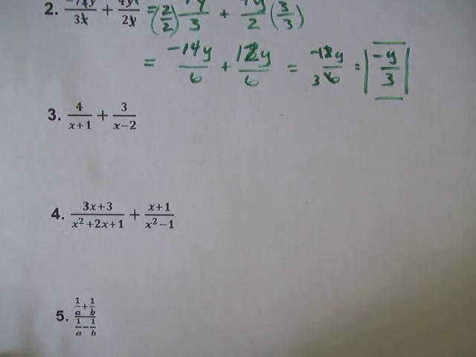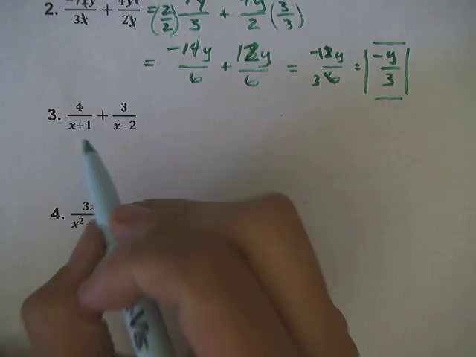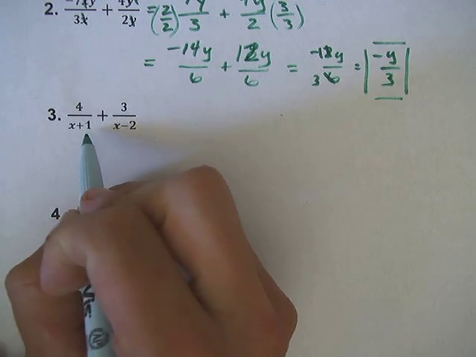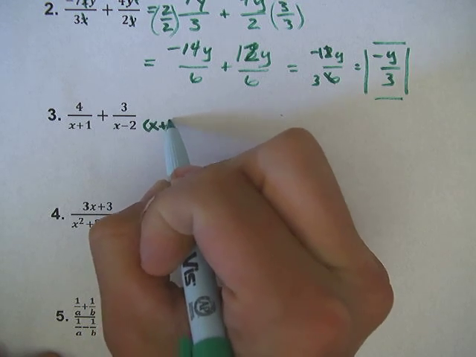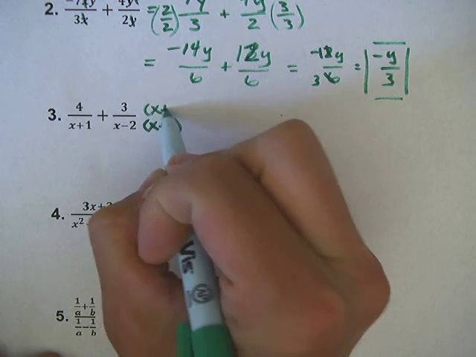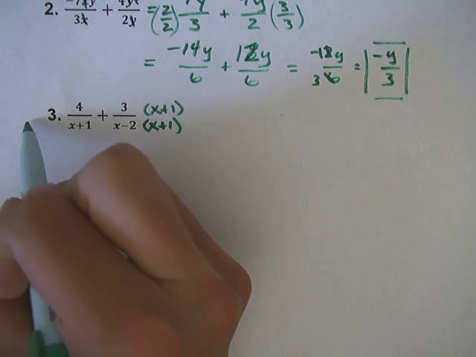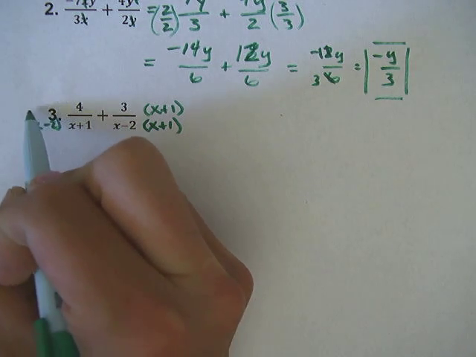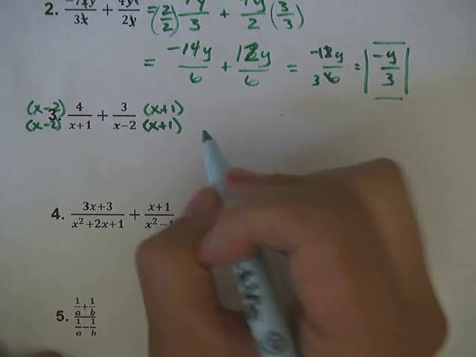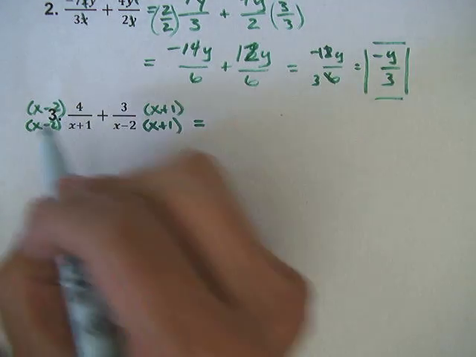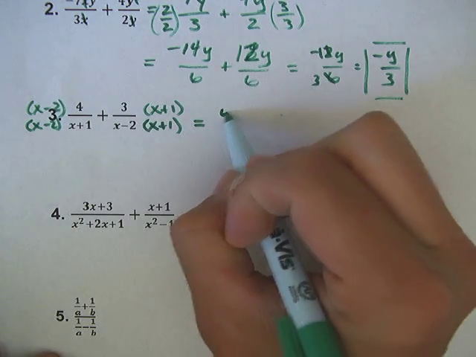Okay, so look at this one. Now the difference on this one is that as I look at these bottoms, I notice I can't factor anything out. So how do I get common denominators? Well, sometimes, unfortunately, the easiest way to get a common denominator is you simply have to multiply by what the other denominator is. So for instance, this over here, I'm going to have to multiply by x plus 1 over x plus 1. And over here, I'm going to have to multiply by x minus 2 over x minus 2. Sorry, that's crammed in there.